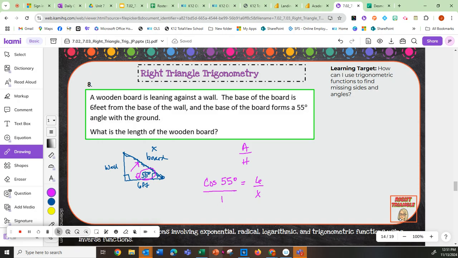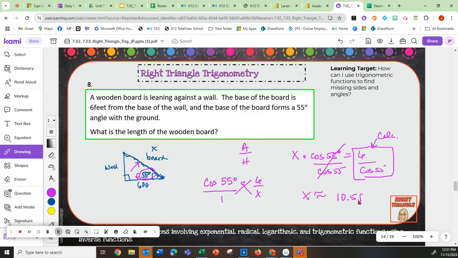Put cosine of 55 over 1. Make yourself a little proportion. Cross multiply. That's going to give me x times the cosine of 55 degrees equals 6 times 1, which is 6. Divide both sides by the cosine of 55. Those will cancel, and we put this in our handy dandy calculator, and we round to the nearest tenth. That's going to give us 10.5, and they did tell us feet, so we would add feet to that.